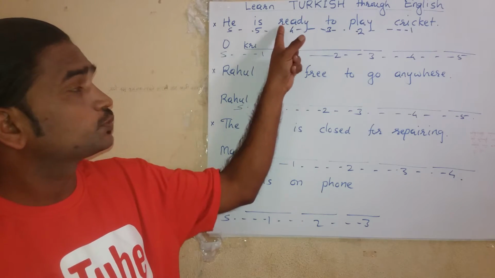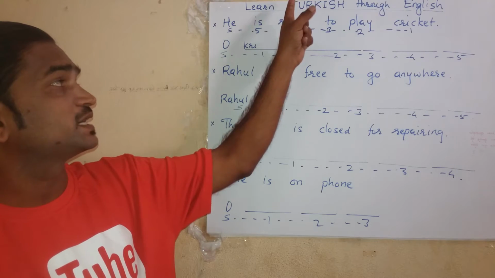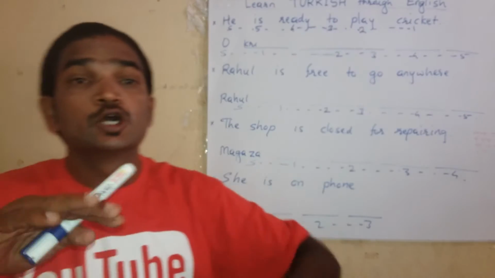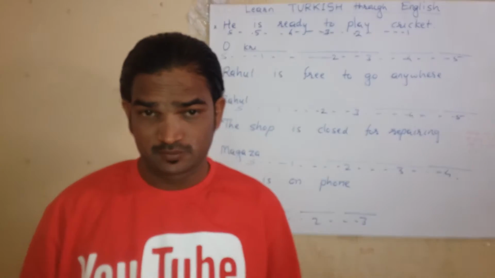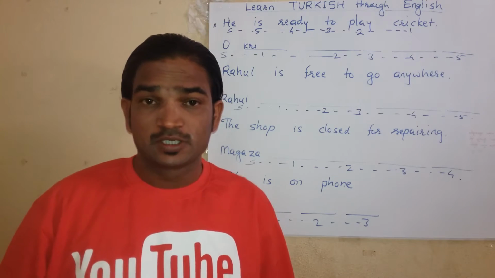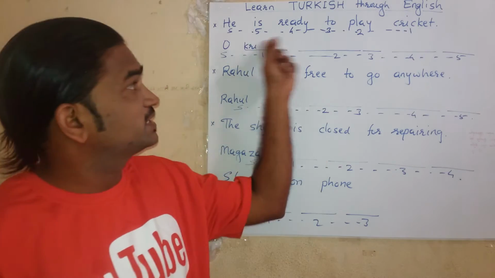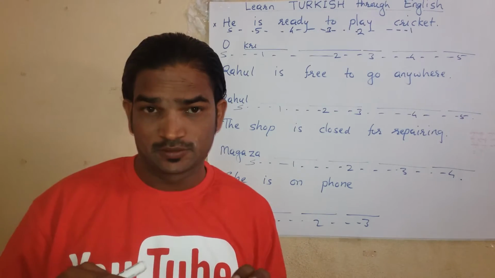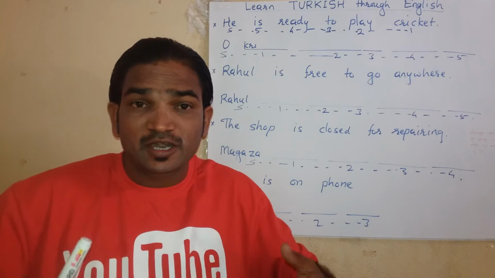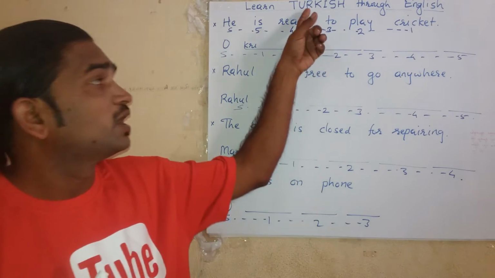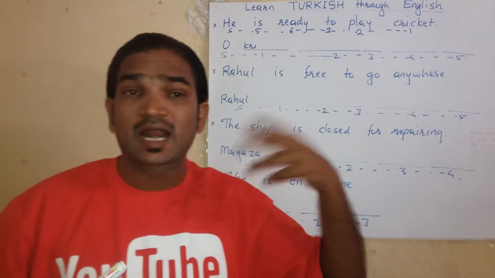Now you should pause the video looking at this English sentence: He is ready to play cricket. You should try to speak this sentence in Turkish language again and again till you get fluency. You should create music while speaking this sentence. You should try 10, 20, 30 times. At that time you should be habituated to speaking Turkish language.